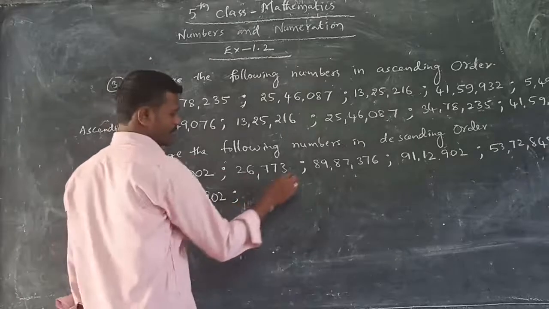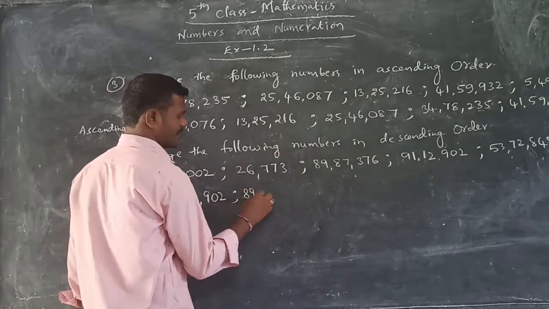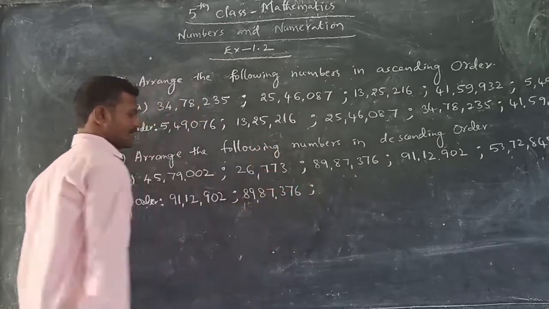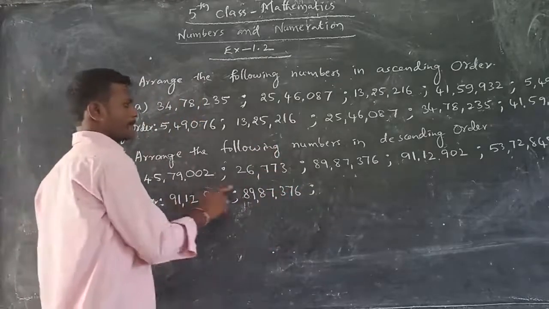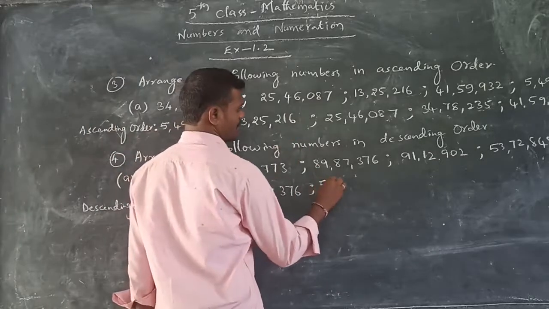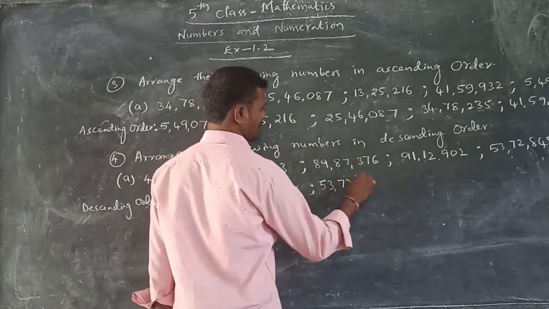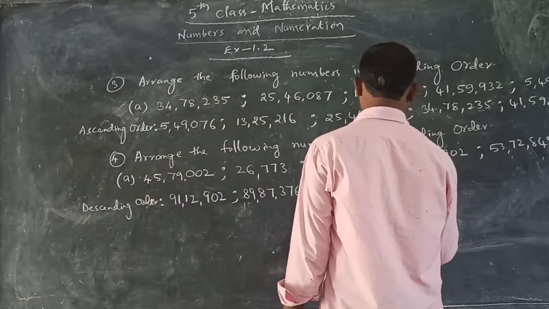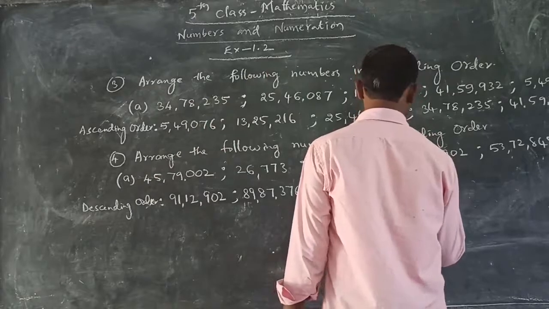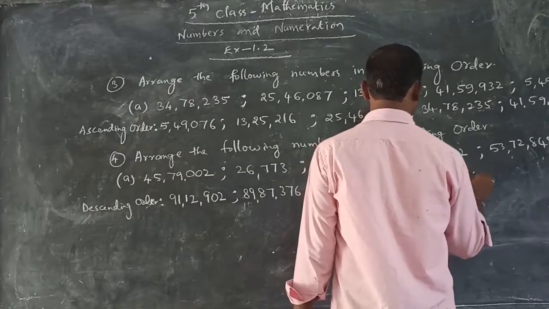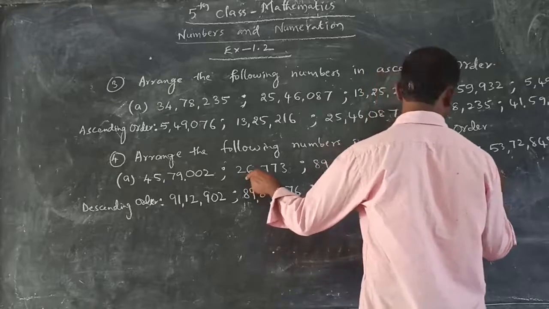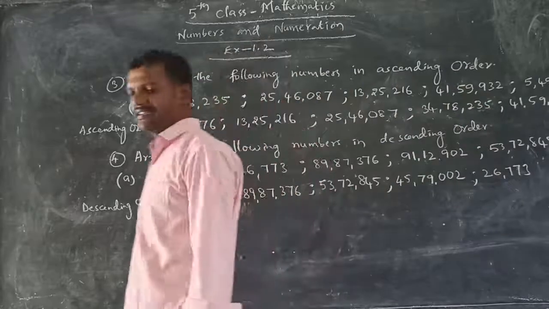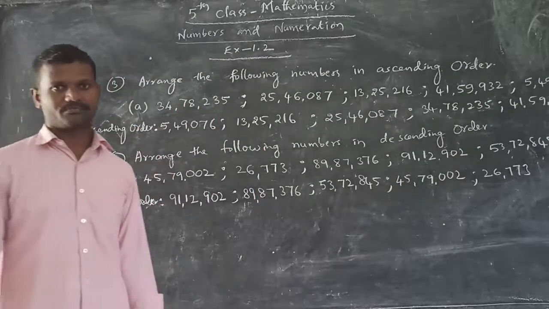Next, another one. After 91, what is that? 89 lakhs 87,376. Next one. What is next one? 53 lakhs 72,845. Next, after that, 45 lakhs 79,002. And the last one is what? This is a thousands number, it is very small, so 26,773. This is the descending order of the given numbers.